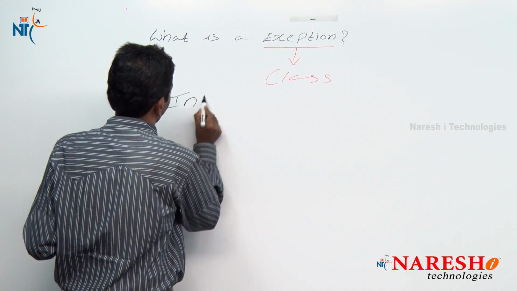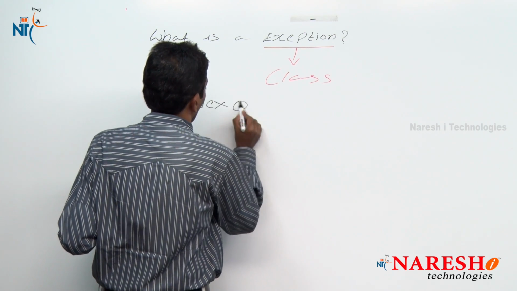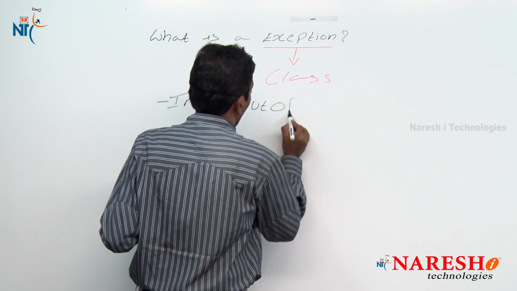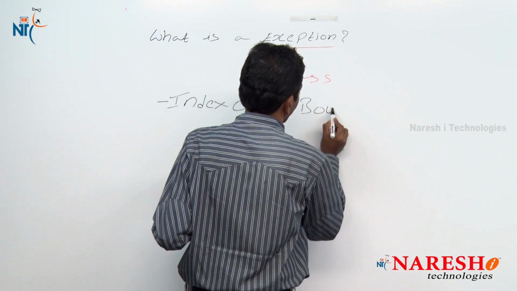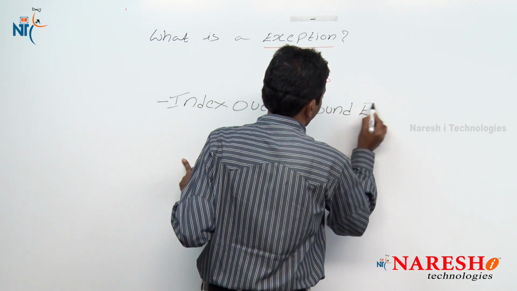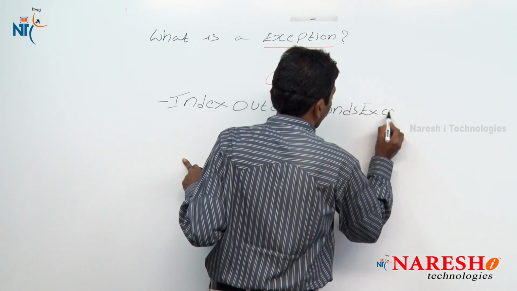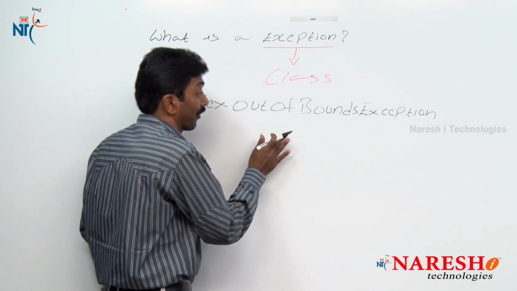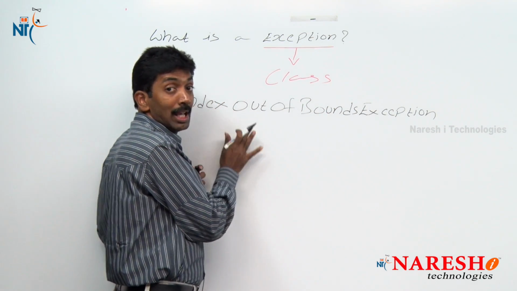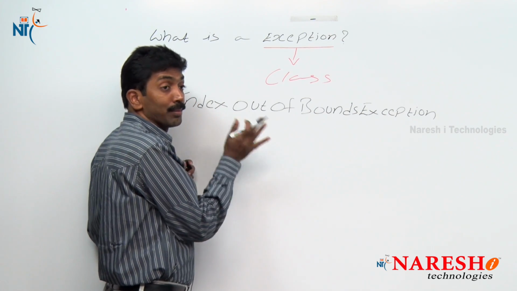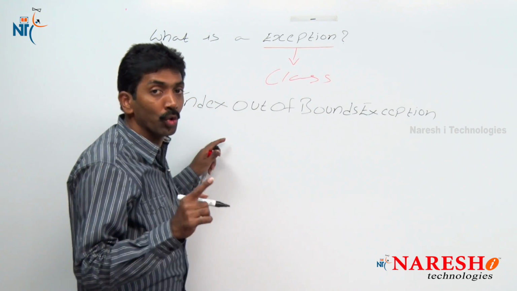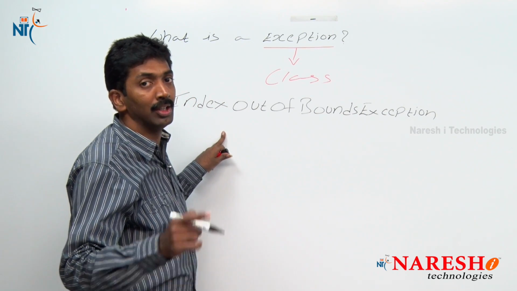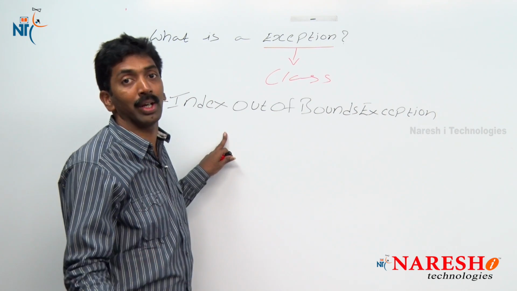Index out of bounds exception. So what is this index out of bounds exception? It is the name of a class that comes into the picture when you go beyond the size of an array, to abnormally terminate the program.